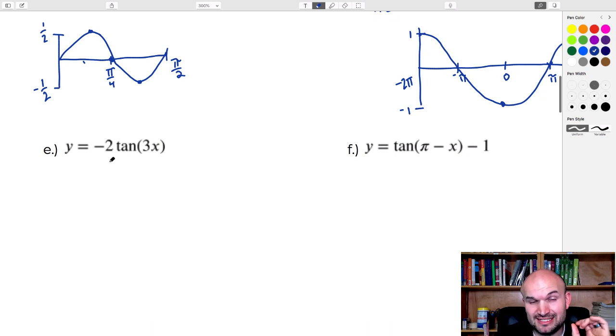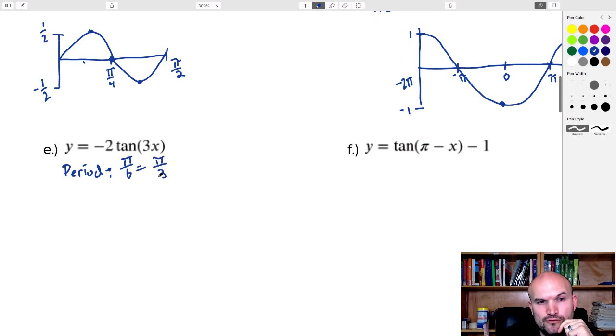Well, what you'll see in the tangent function is there is no maximum or minimum, so we don't have an amplitude. But the first thing we're going to want to do in this case is find the period. And again, that is going to be, instead of 2 pi over b, just pi over b. So in this case, it's pi over 3.